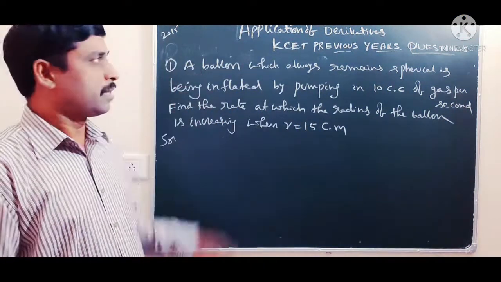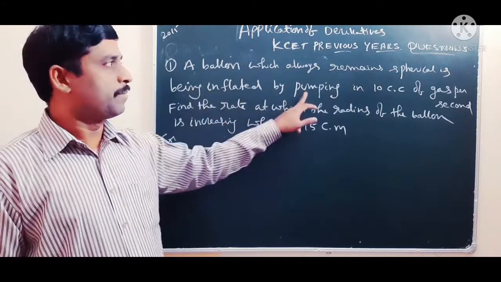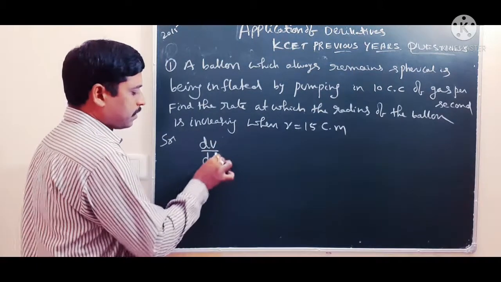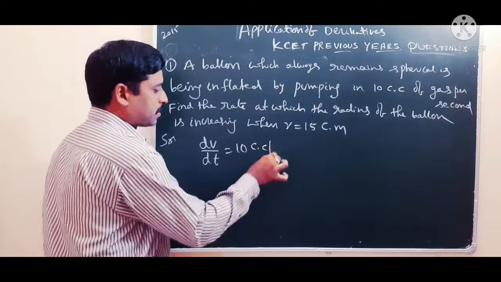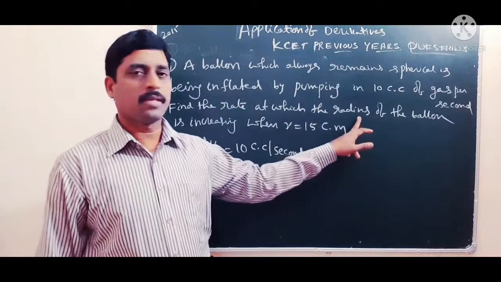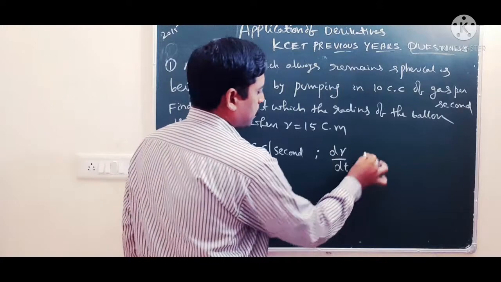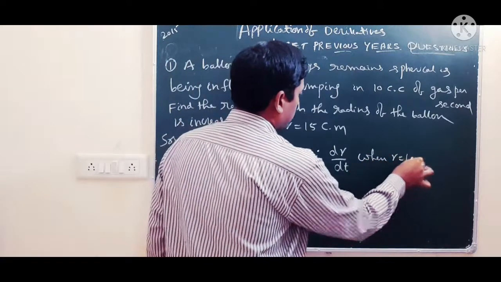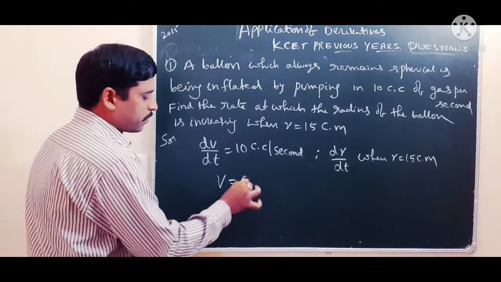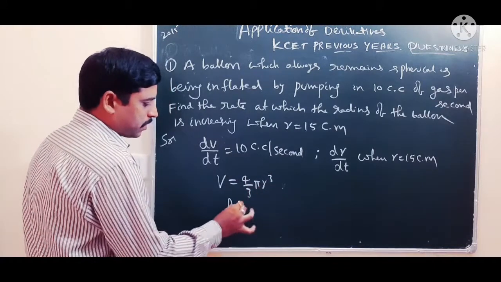This is from 2015. A balloon which always remains spherical is being inflated by pumping in 10 cc per second. So dV by dt is given as 10 cc per second. But our target is the rate at which the radius of the balloon is increasing. So dr by dt is our target, when r is equal to 15 centimeters. We have the volume of sphere formula, 4 by 3 pi r cube. So now applying differentiation with respect to t on both sides.